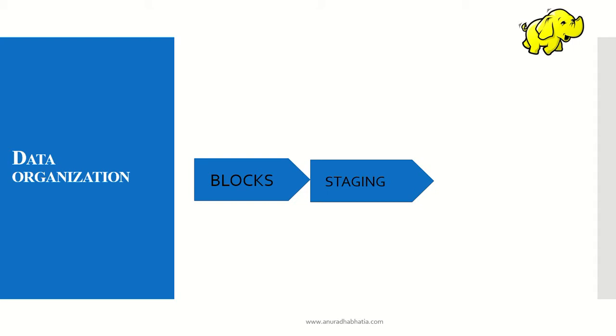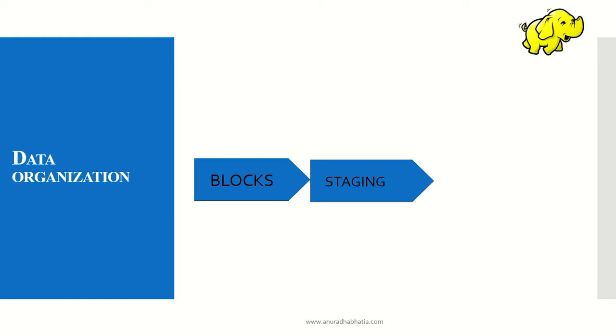Now, staging happens when a client requests to create a file, and it does not reach the data node immediately. Initially, the HDFS client caches the file data into a temporary local file. Application writes are transparently redirected to the temporary local file. When the local file accumulates data worth over one block size, the client contacts the name node. Then the data is transmitted to the destination data block. The client then flushes the block of data from the local temporary file to the specified data node.